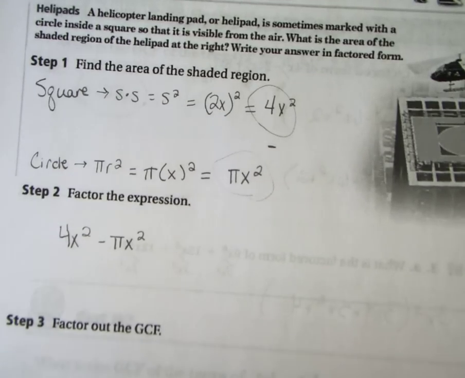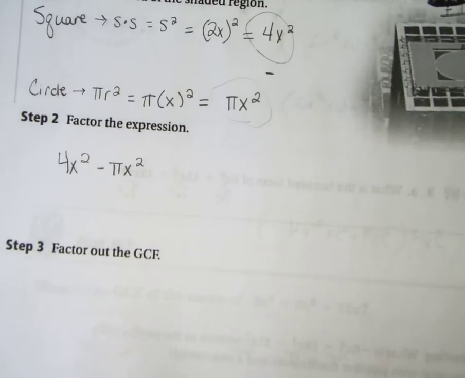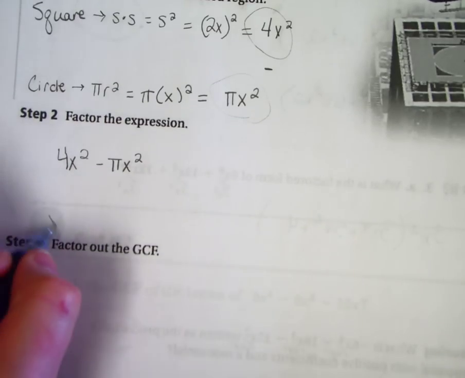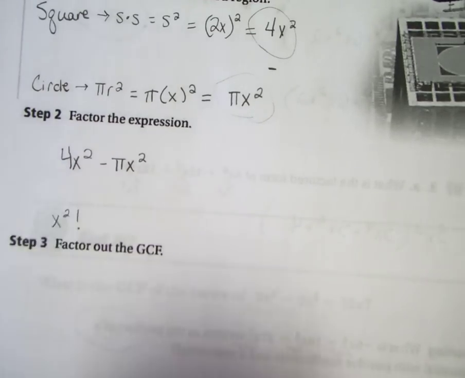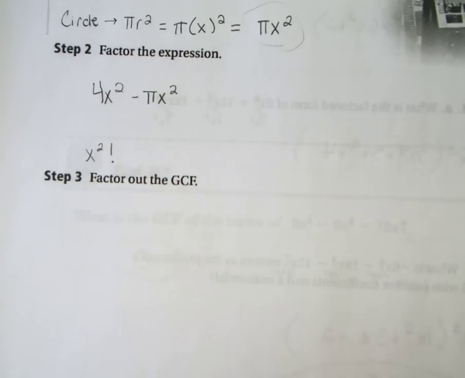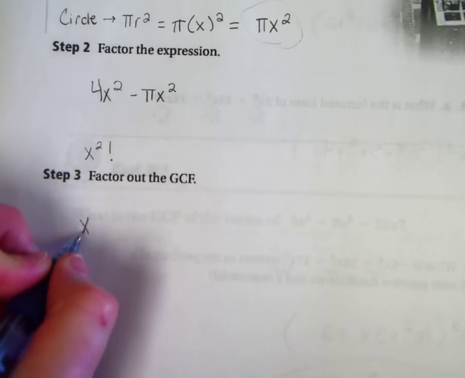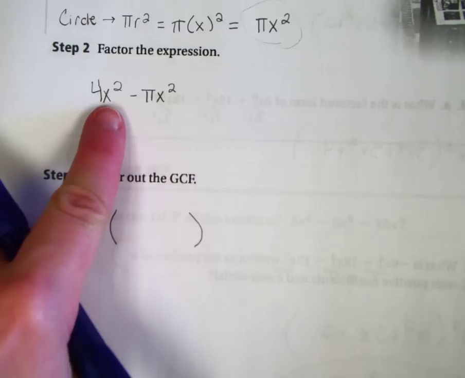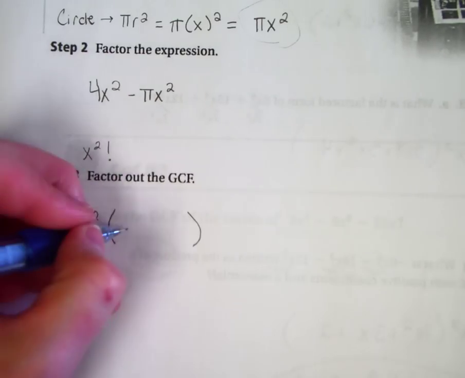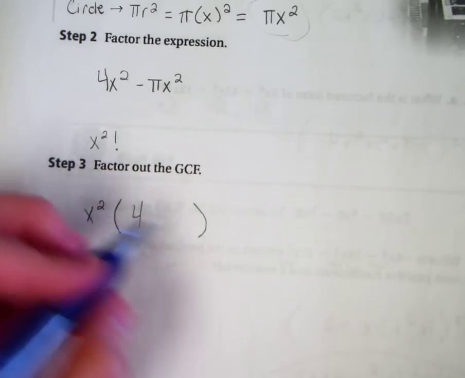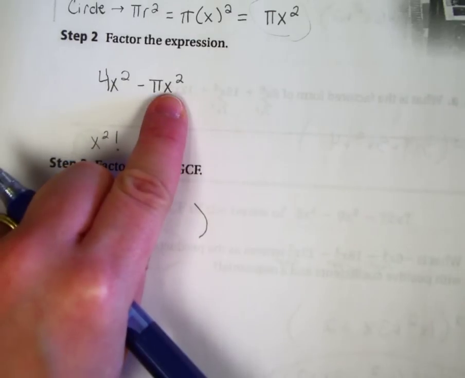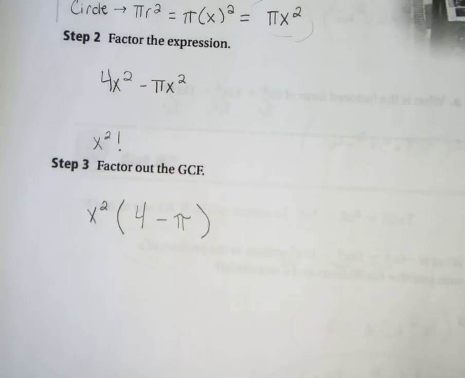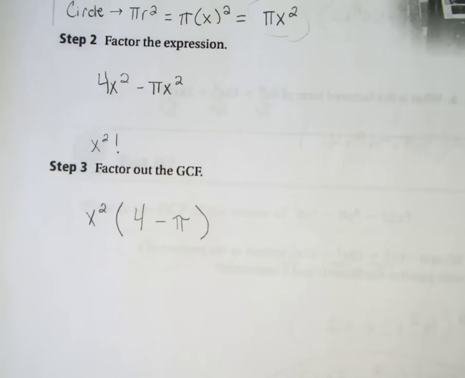Well, what do you guys notice about each one? You should notice that they each have an x squared that we can pull out. Alright, well let's do that in step 3. X squared times. What happens if you pull an x squared out of 4x squared? You're left with a 4. Minus, what happens if you pull an x squared out of a pi x squared? You're left with pi. That's how you write this problem in factored form.